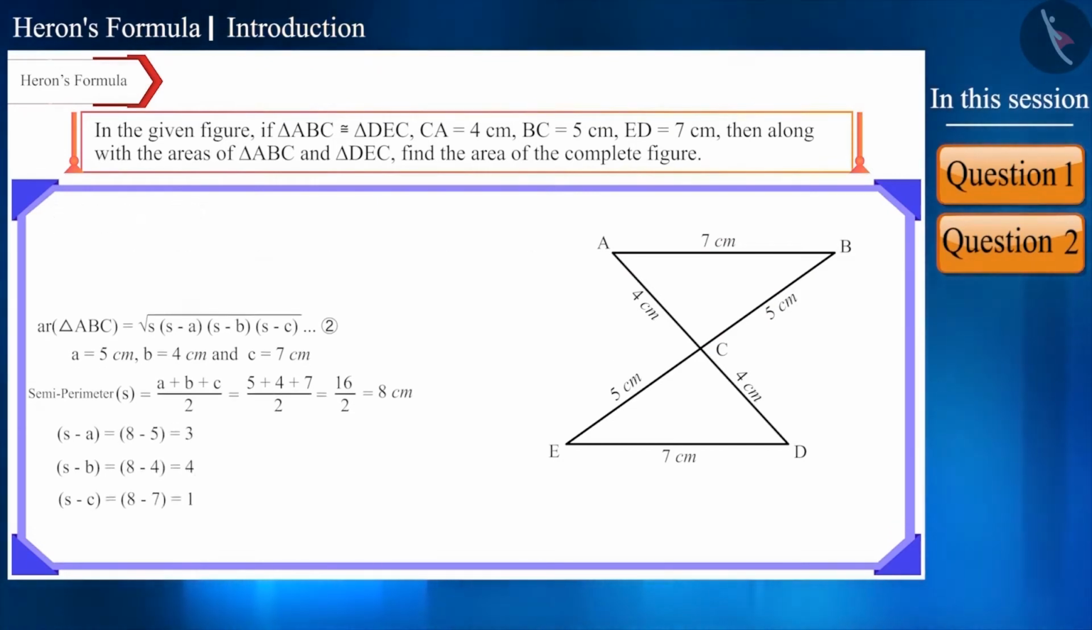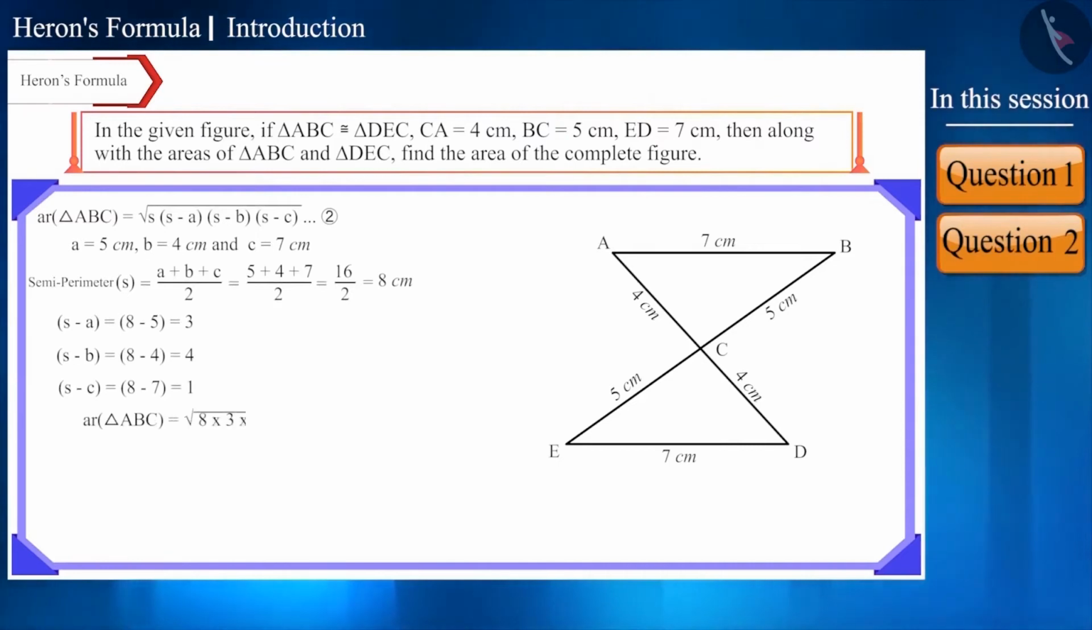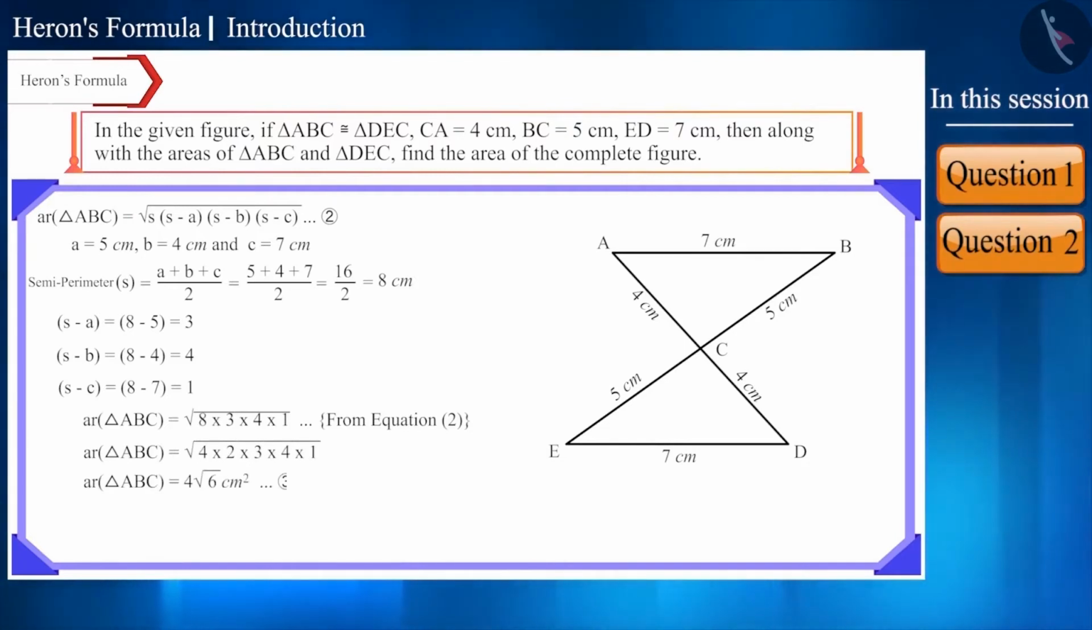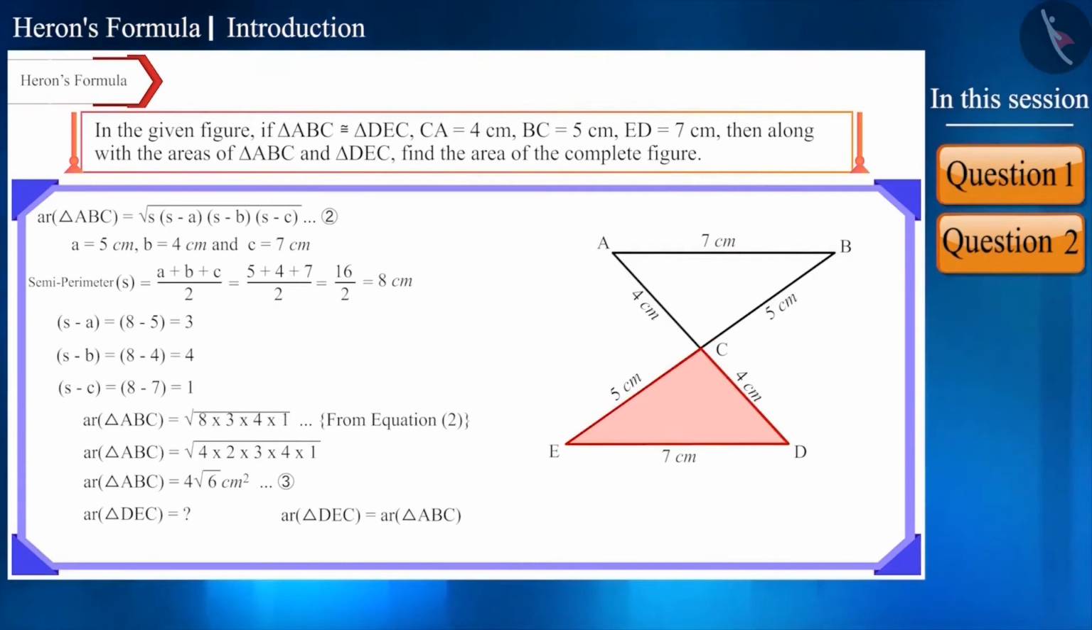Here are the values. Now let's put these values in Heron's formula. According to Heron's formula, upon simplification, we get the area of triangle ABC as 4 root 6 square centimeters. Friends, can you now find the area of triangle DEC? Will we again use Heron's formula? No. We know that triangle ABC and triangle DEC are congruent triangles, and the areas of congruent triangles are equal. So the area of triangle DEC will also be 4 root 6 square centimeters.